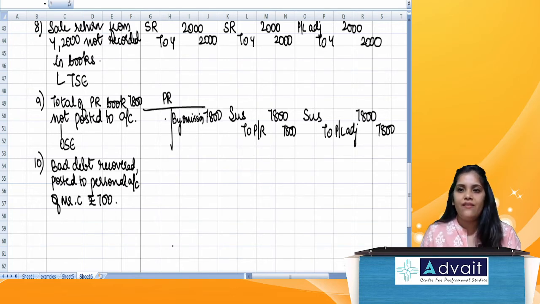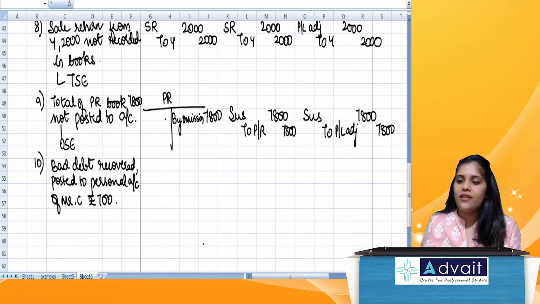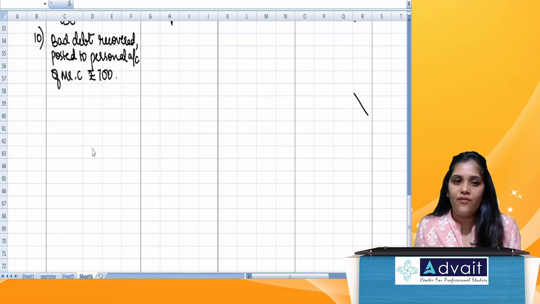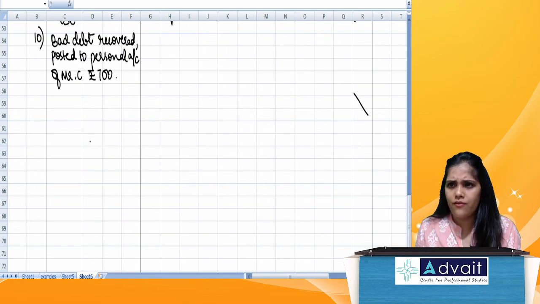Now, bad debt recovery has happened and you have posted it to the personal account of Mr. C. Now, before anything, first thing can you tell me, what is the journal entry for bad debt recovery? We have done this, I will not teach you again. What is the journal entry for bad debt recovery? Okay, one answer came in, others? Okay, two people. We have done this. Come on, guys. Very good, Anushree, Praniti.